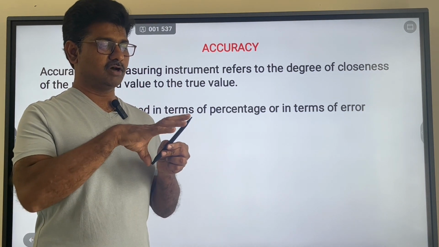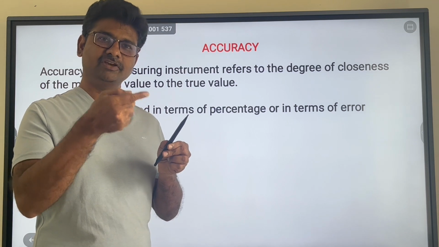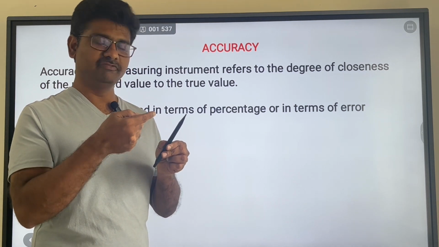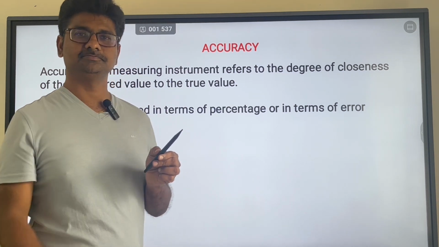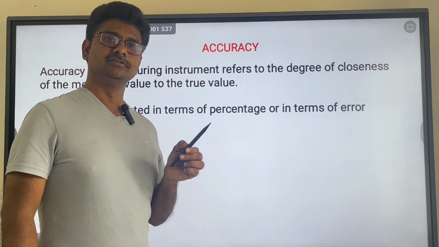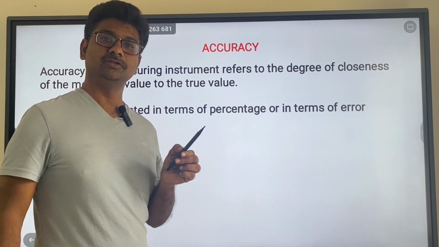Suppose how do I know exactly how much it is? The only way I can find the length of the pen is to measure it. So then what is the true value? How can I find the true value?